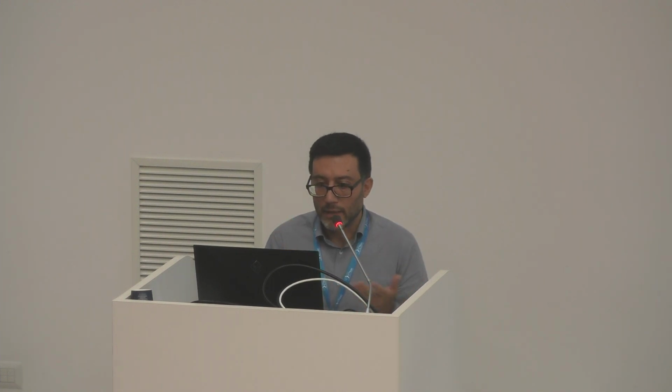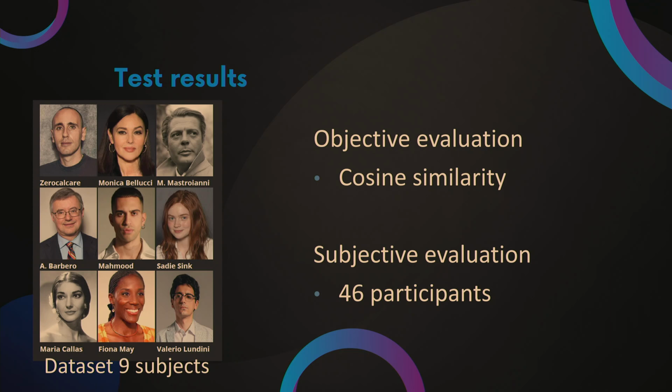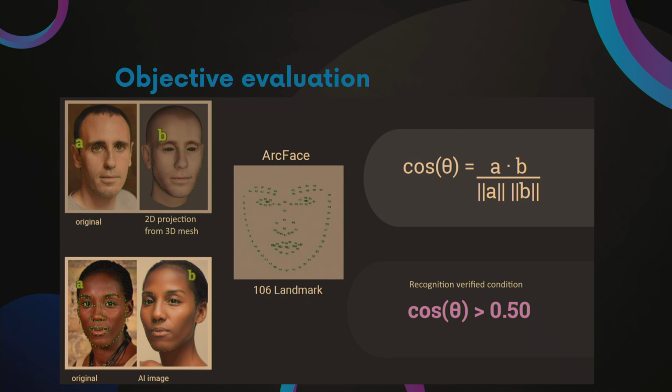So these are the test results. We have the objective evaluation using the cosine similarity, and the subjective evaluation with 46 participants. Our dataset was made with 9 subjects, 9 characters. The cosine similarity is a metric that calculates the similarity between two vectors based on the angle between these two vectors. And we use ArcFace and RetinaFace to extract 106 facial landmarks, 106 vectors.